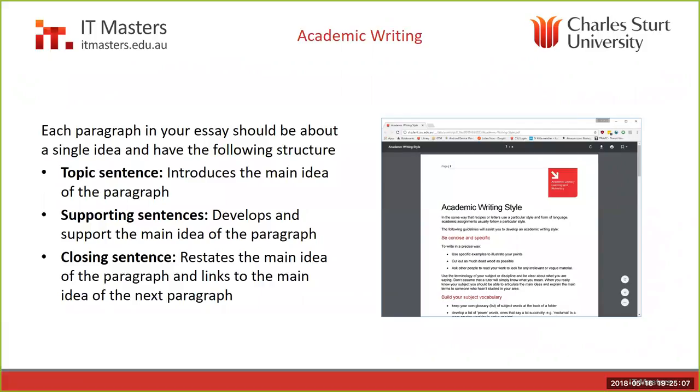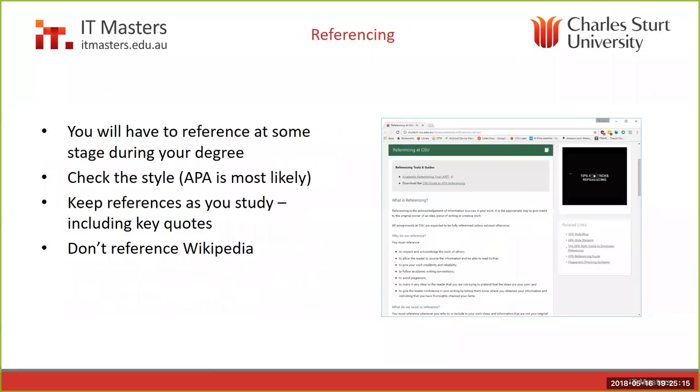And it's also really important to consider referencing. Whatever's included in your essay that's not attributed to someone else is assumed to be yours. So again, there's a guide on referencing. You will have to reference at some stage during your degree. Check the style. Most CSU subjects use APA 6. And keep references as you study, including key quotes.